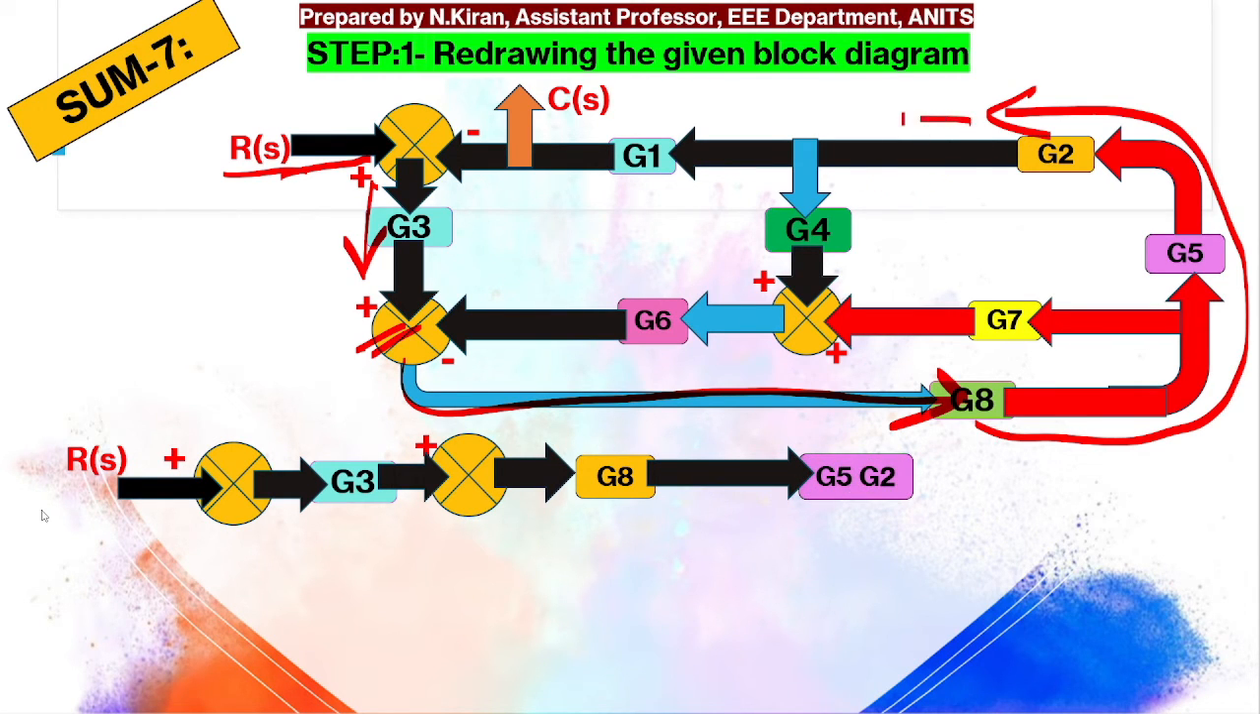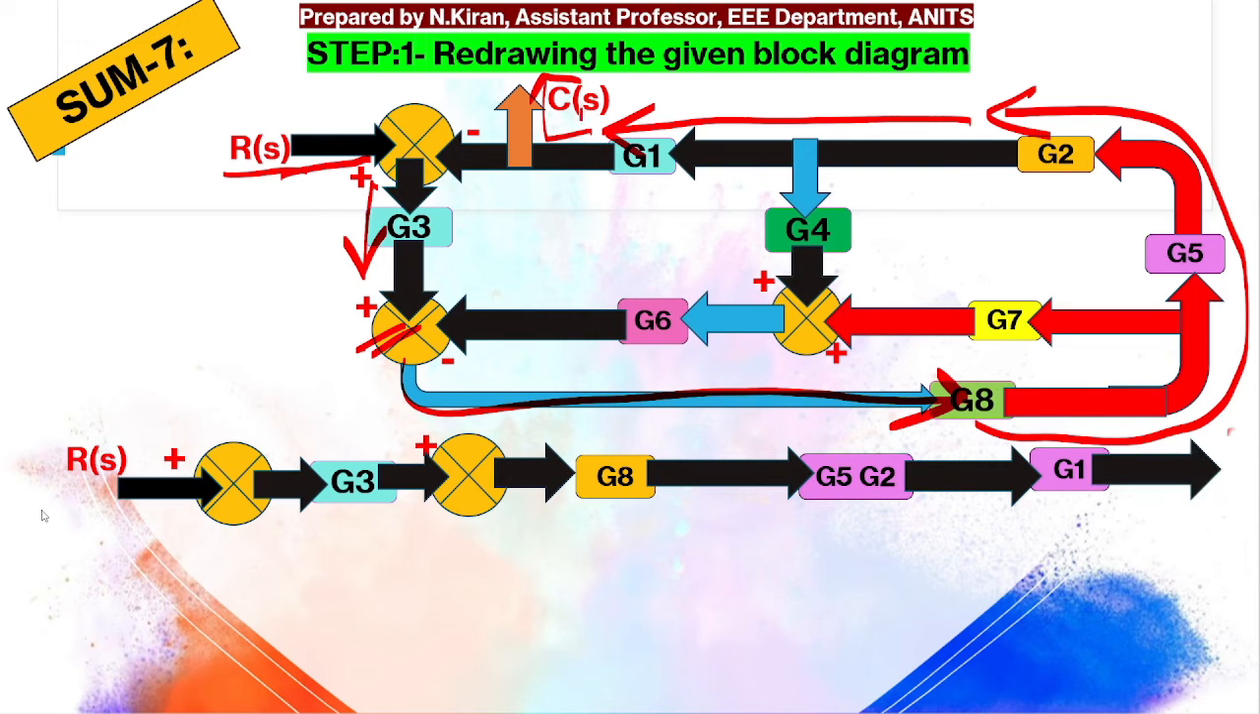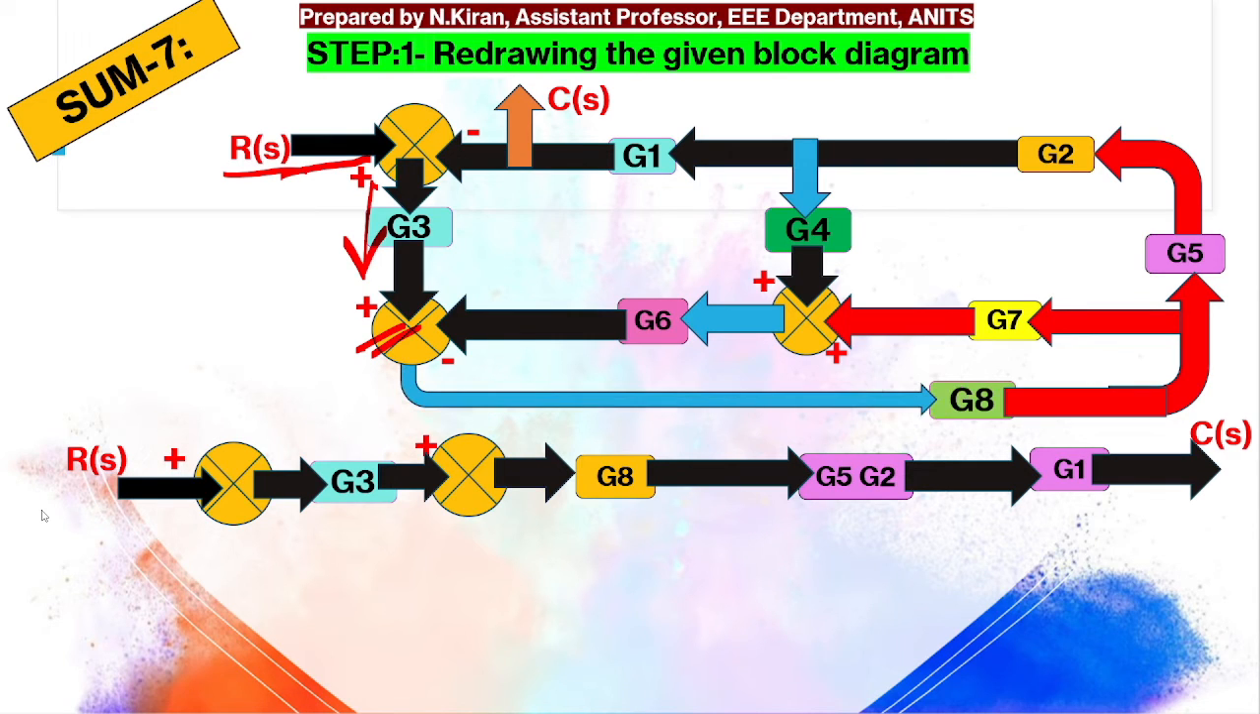And from G2 I have the block G1. From G1 I am getting my output C of S. Okay, so let me see the remaining loops also. So from this I have a block. So from this, that is before G5, in between G8 and G5, that is this one.